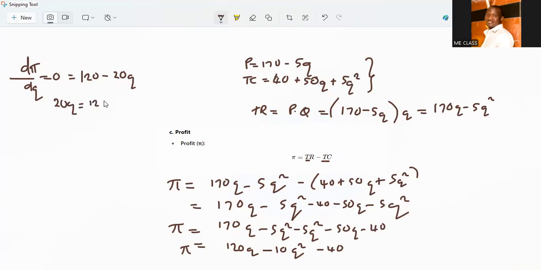So we divide both sides by what? By 20. So meaning, in this case, our Q is equal to 6. And our price, you substitute where there is a quantity of 6. So this is 170 minus 30, which is 140. So price is 140, our quantity is 6.